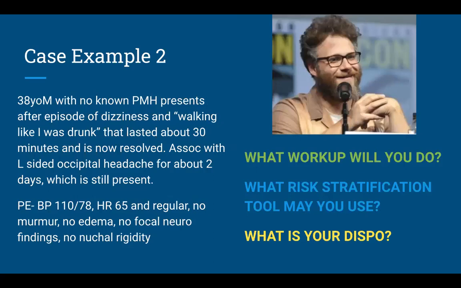And the second case is a younger gentleman, a 38-year-old guy, no medical history. He says he had this sudden onset of dizziness and felt like he was walking really unsteady, like he was drunk. He said it lasted about 30 minutes. It's now completely gone. But the thing that he still has, and he's had for some time, is a really bad left-sided headache in the occipital region that's been there for about 2 days. His vitals are pretty unremarkable and he has a completely normal exam when you see him. So I want you to think about these cases as we go through everything, and think about what you would do for this patient, if there's any risk stratification tool you might use, and your disposition.